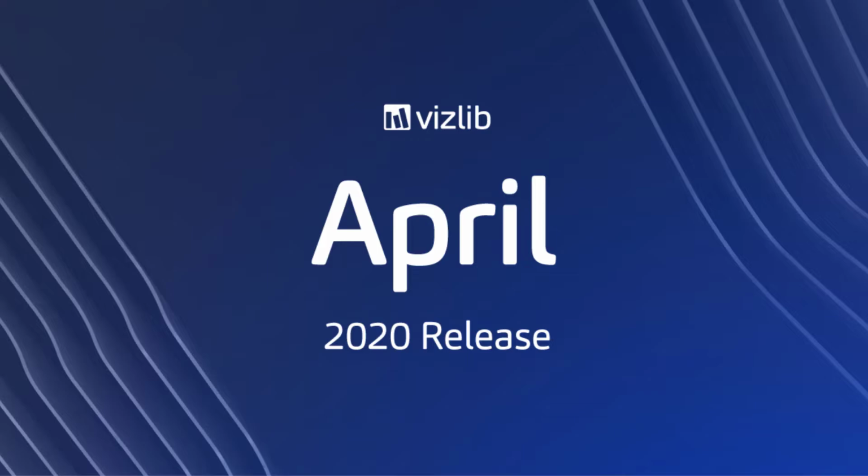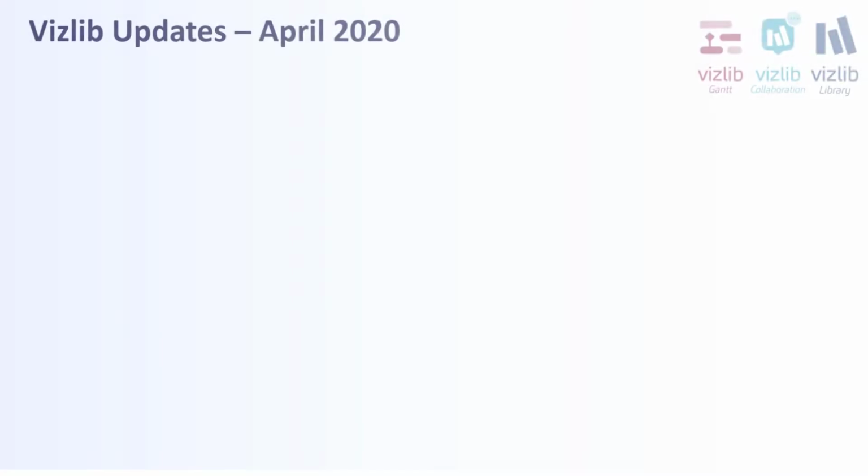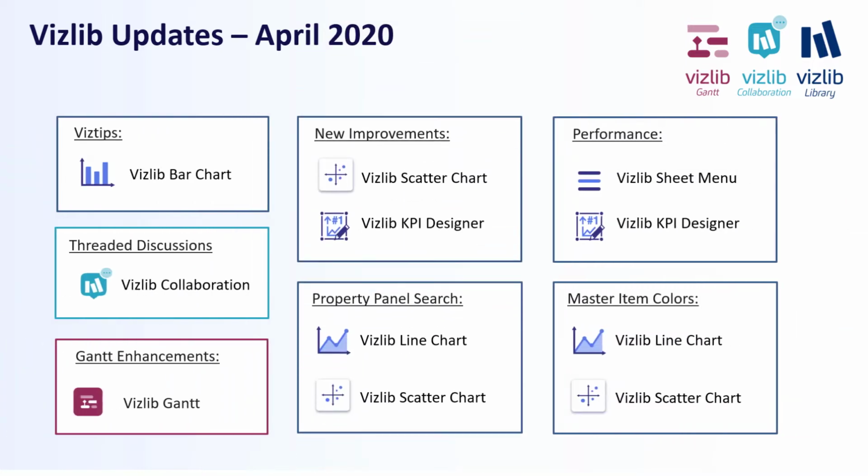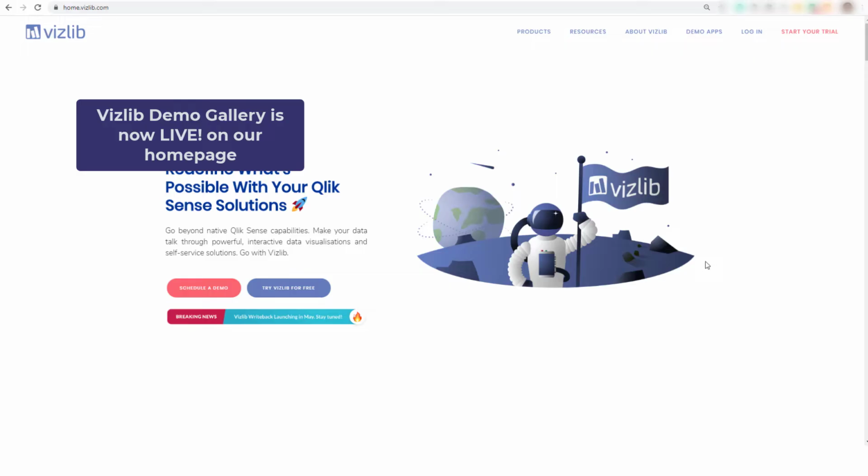This month we've been extremely busy. We released capabilities and features across our whole product portfolio. For the Vizlib Library we introduced Viztips, for Vizlib Collaboration, threaded discussions, various Gantt enhancements on the Gantt package, and of course existing capabilities that were rolled out to the rest of the library.